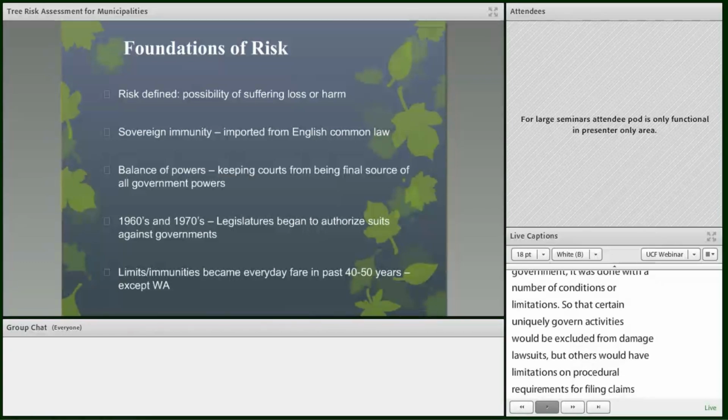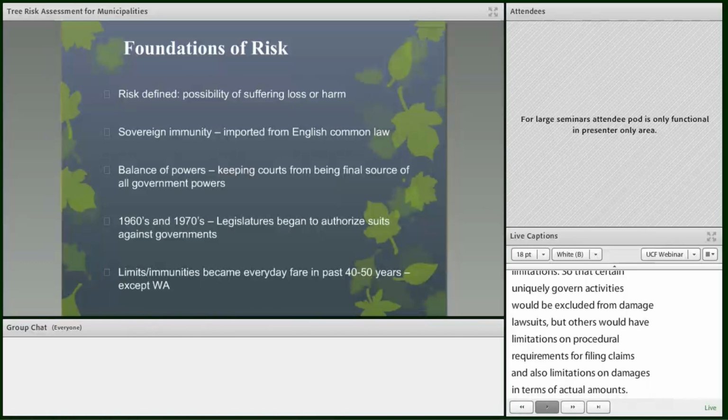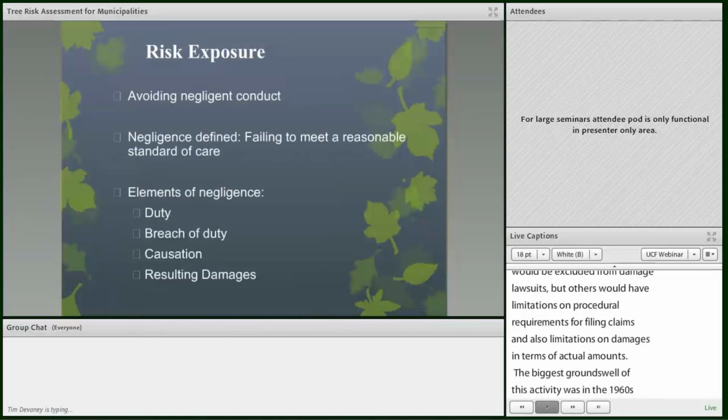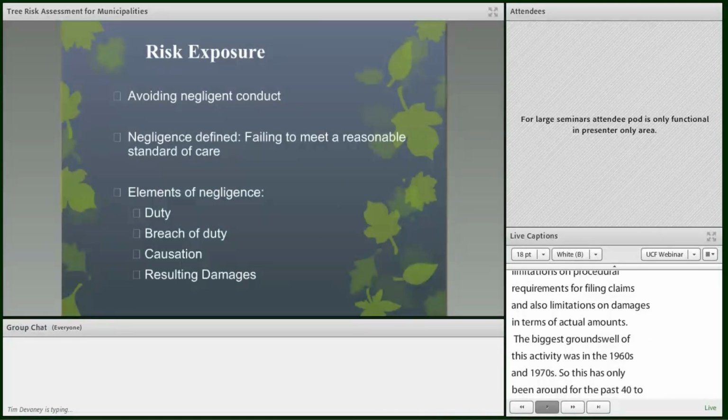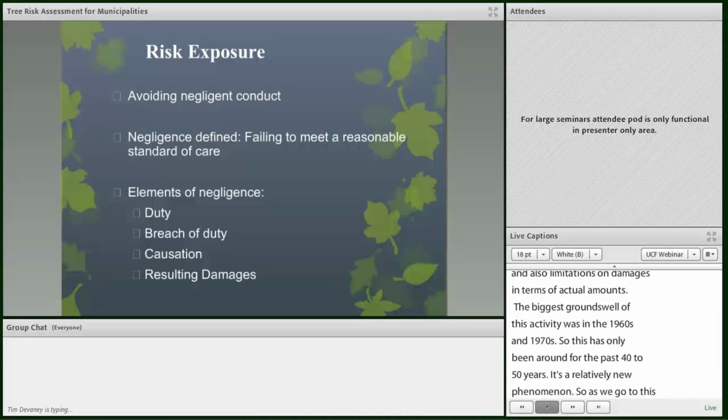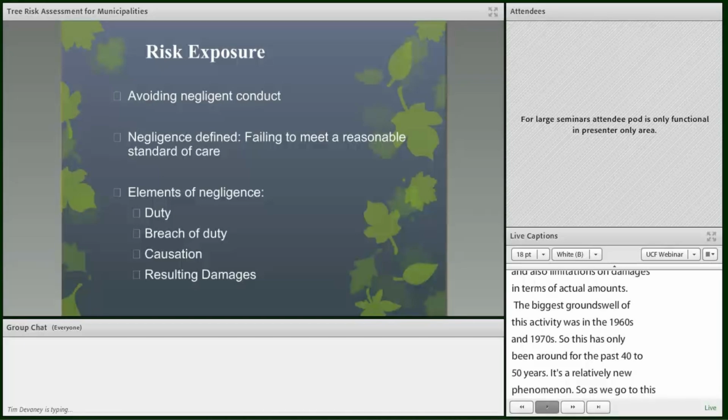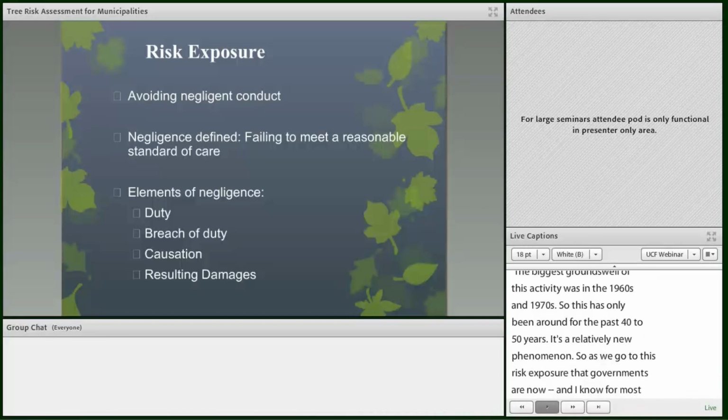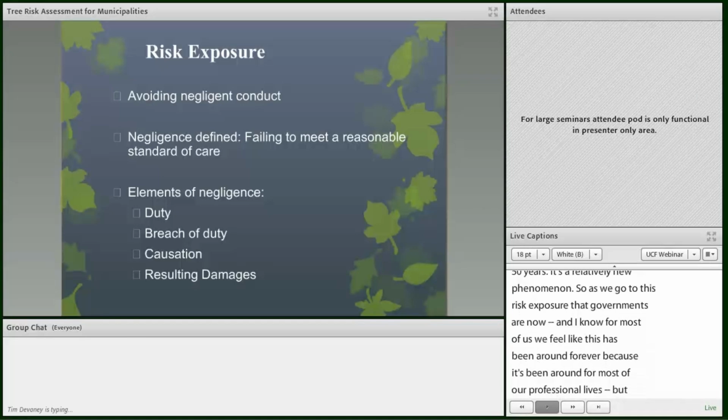The biggest groundswell of this activity was in the 1960s and 1970s. So as I said, this has only been around for the past 40 to 50 years. It's a relatively new phenomenon. So as we go to this risk exposure that governments now face, I know for most of us it feels like this has been around forever, because it's been around for most of our professional life. But these new standards of identifying how government can be sued in a similar manner to lawsuits against private parties get us into examining what private parties have to face, and that is avoiding negligent conduct.